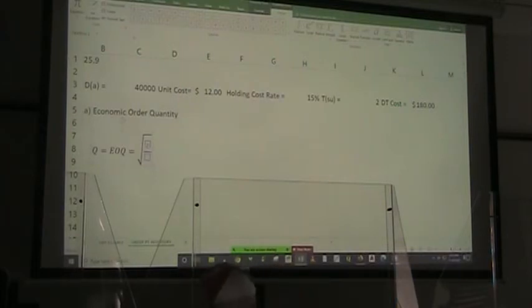and so it is 2 times our annual demand times our cost of setup, and that is divided by our holding cost.